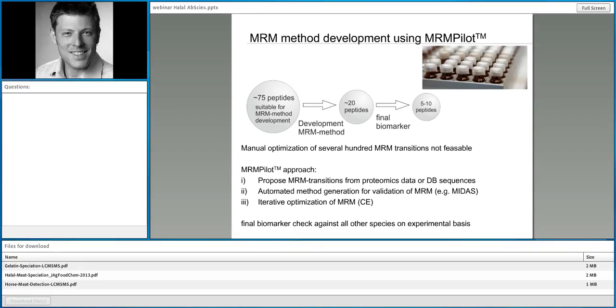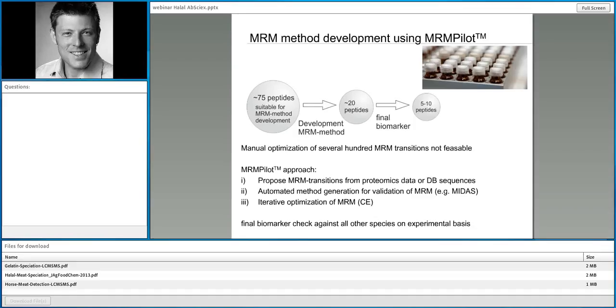The first thing MRM Pilot does is the validation of MRM transitions. So you have automated method generation where dwell time and cycle time and so on and so forth is taken into account. And you repeatedly measure your samples of interest and then see whether the MRM transition occurs or not. And you have some secondary experiments where product ion spectra are recorded, and you can then also, from MRM transitions and the product ion spectra, see whether this MRM transition is really from your peptide candidate. And from the validated MRM transitions, you have in the next step the iterative optimization of MRM. This is mainly collision energy.